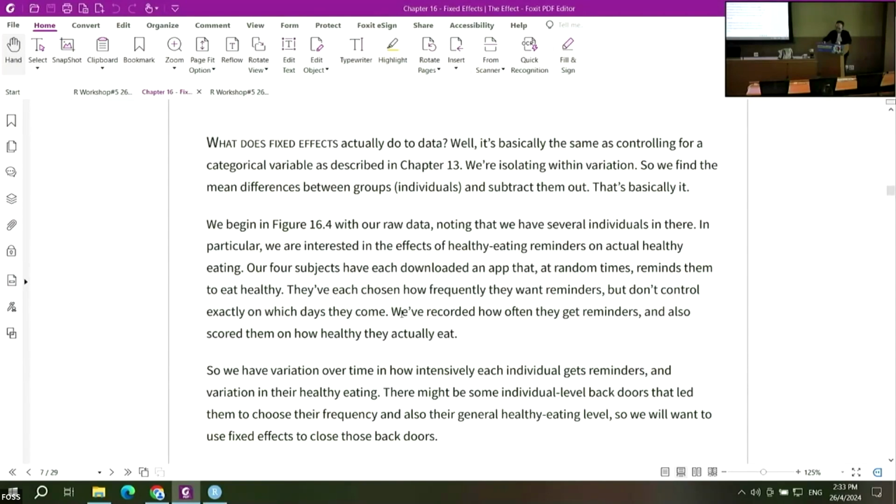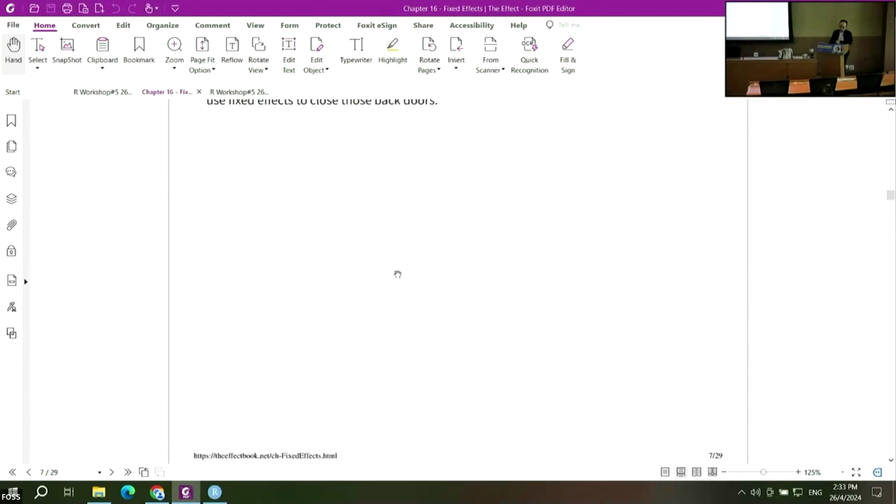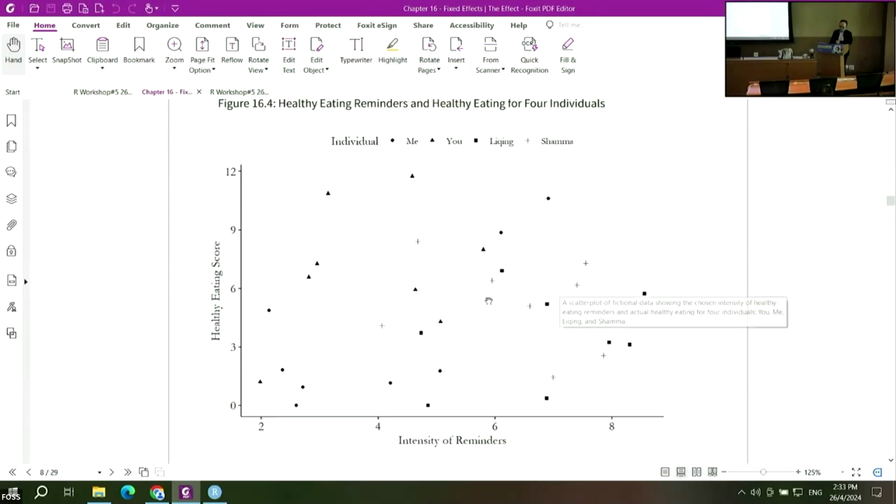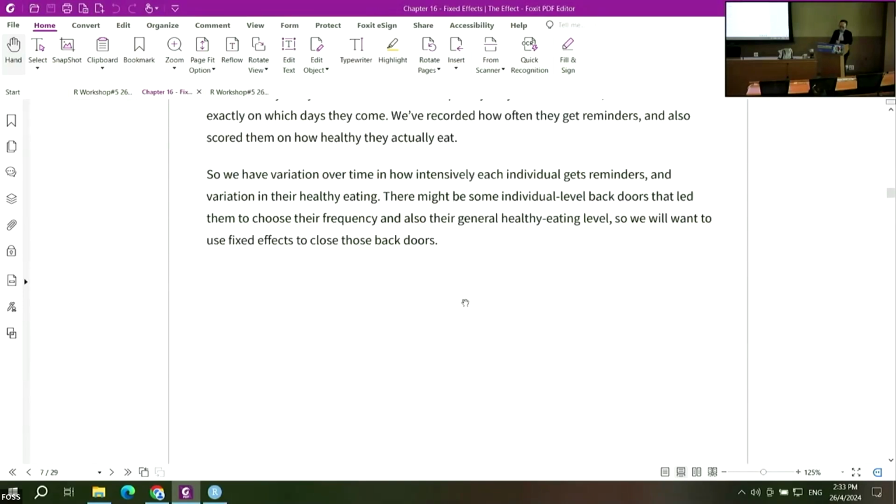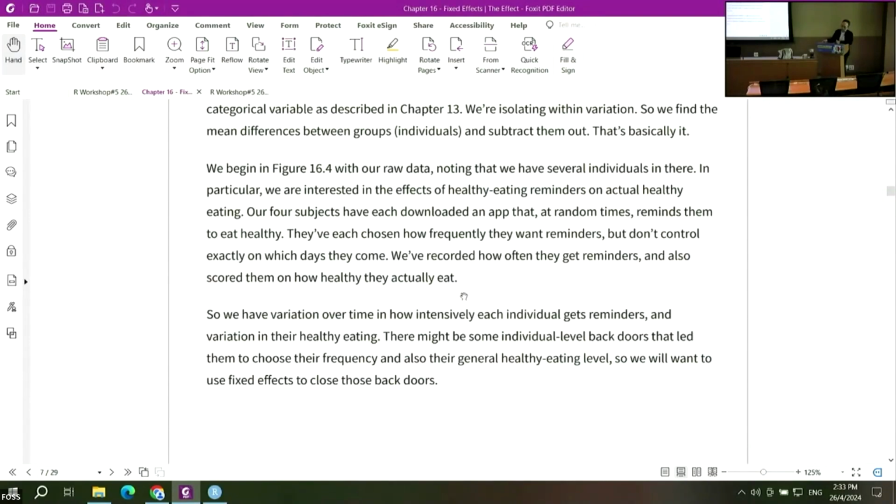Again, just to repeat myself, we find the mean differences between the individuals or groups, and then we subtract them out. That's it. We can look at this in a little bit, but just to give you a heads up, we begin with our raw data, noting that we have several individuals in there.